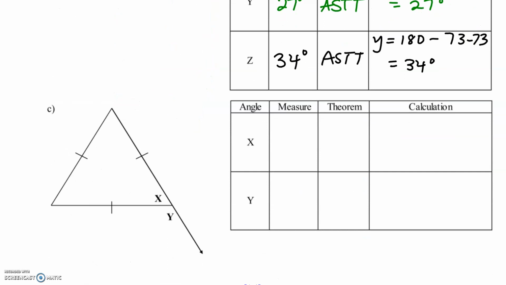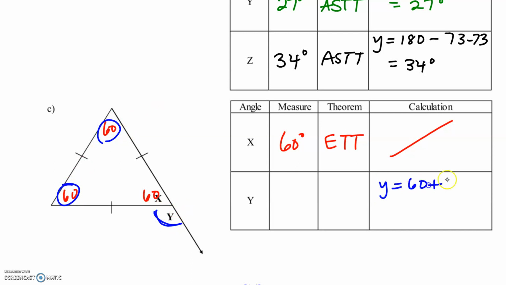Okay, our last example, I can see I have an equilateral triangle with these markings. So I know the measure of any equilateral triangle is always 60 degrees. That's by ETT, and there's no calculation. Let's go ahead and write that in. So I know I have 60, 60, and 60. I can get y because I have an exterior angle, so I know the two inside angles added together will give me y. That equals 120, and that is by EAT.